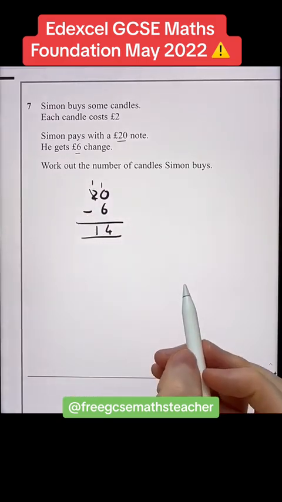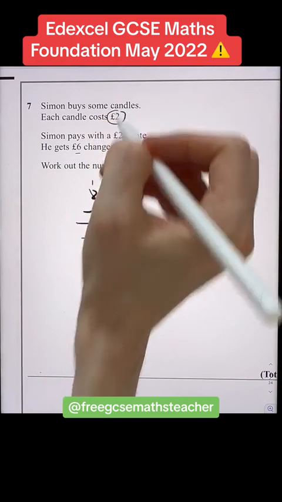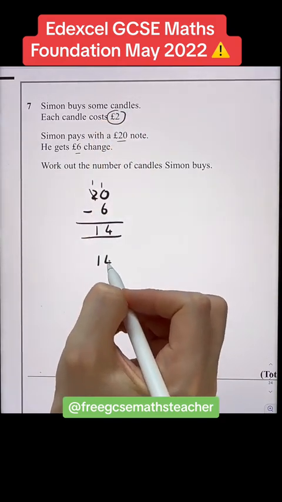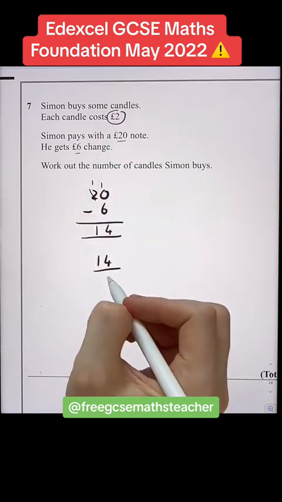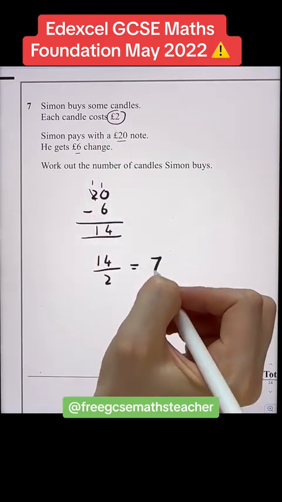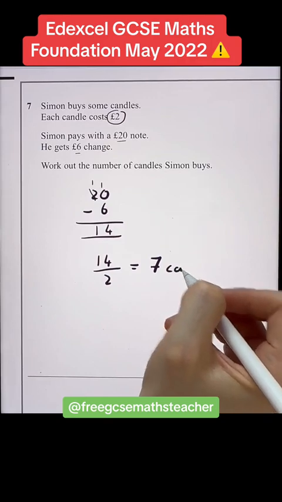So he spent £14. As each candle costs £2, and I want to work out the number of candles he bought, I'm going to do 14 divided by the price of 1 candle. Well, 14 divided by 2 gives us 7. So he bought 7 candles.